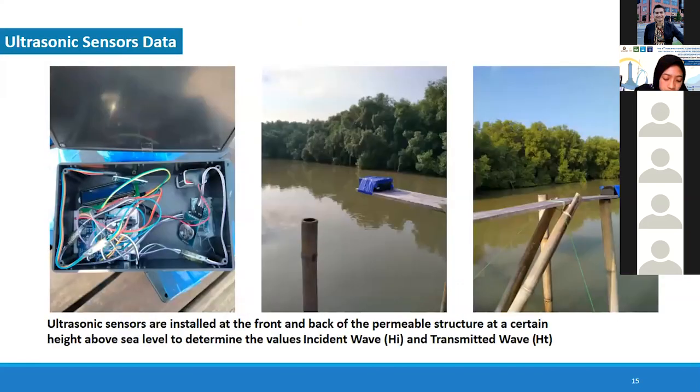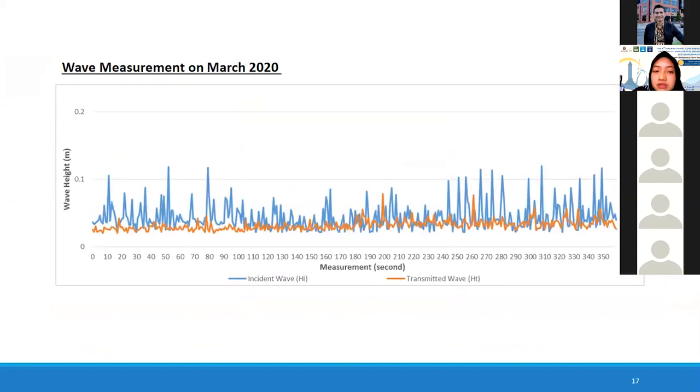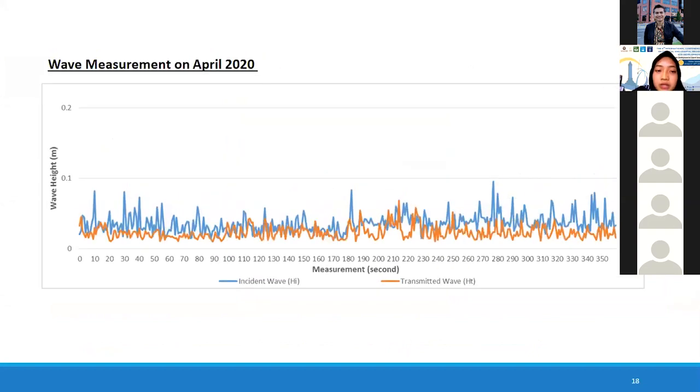Next, to calculate the effectiveness of wave damping, we use ultrasonic sensors. Ultrasonic sensors are installed at the front and back of the permeable structure at the curtain height above sea level to determine the value of incident wave and transmitted wave. So this is the result, measurement on February 2020, March 2020, and April 2020.